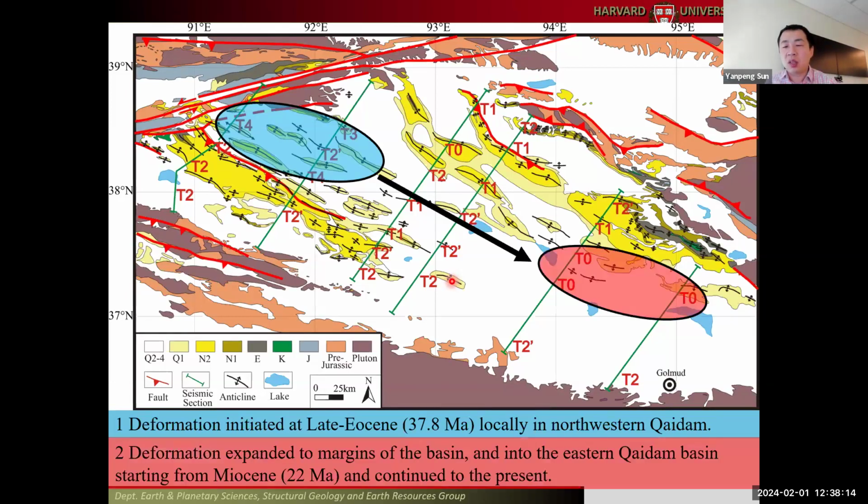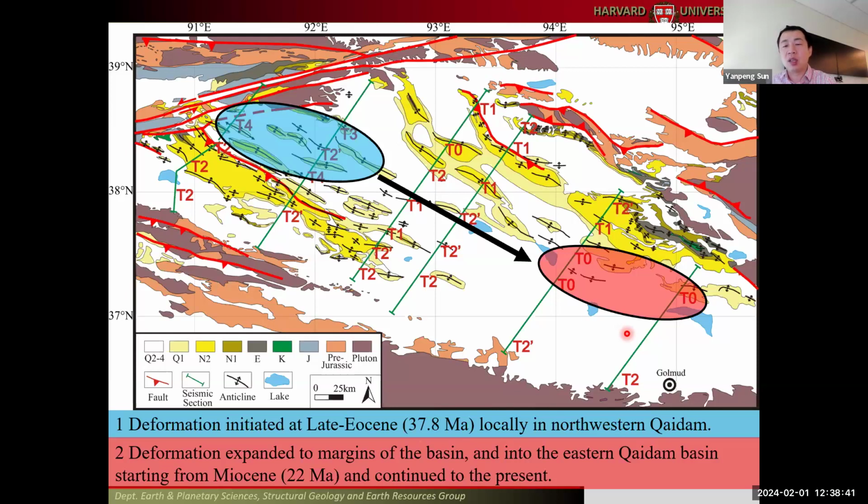While the deformation seems to be migrating eastward, and about 22 million years ago, there seems to be more consistent deformation all the way from the western side into the eastern area. While the most recent deformation, the Quaternary deformation, is more or less constrained on the eastern side of the basin. That's actually where also the depocenter of this basin's sediments are.